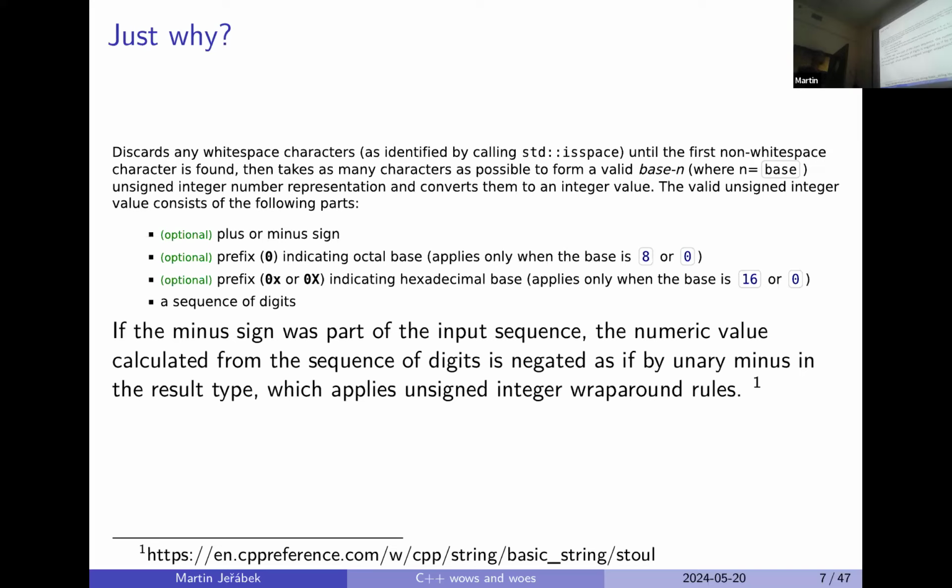Makes sense, I guess, if you're a C++ standard person. And yeah, if the minus sign is part of the input sequence, then the output is as if negated by the unary minus, with the result type applying unsigned integer wraparound rules. So yeah, it's codified, but why does it do that? I don't know. Doesn't seem very useful to me, but probably someone thought it's useful.